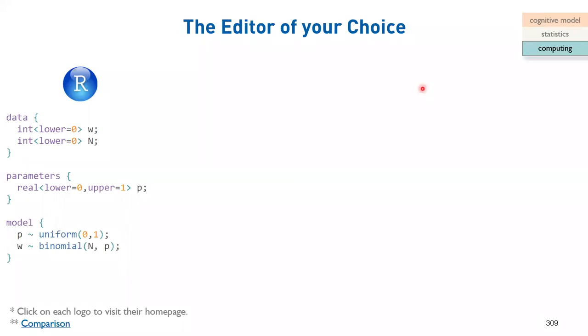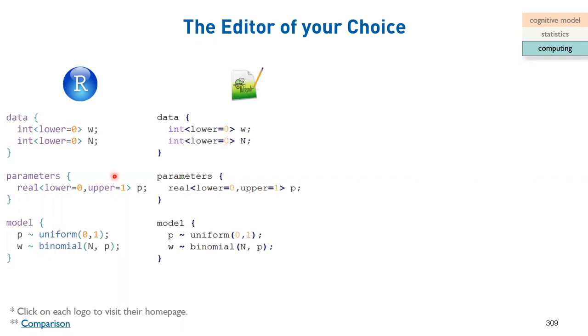So we used R so far, RStudio, and we see the nice syntax highlighting. We see here the block names, data, parameters, and model, they're highlighted. Here the data types for integer and for continuous. And then this one, the distribution name, is also highlighted.